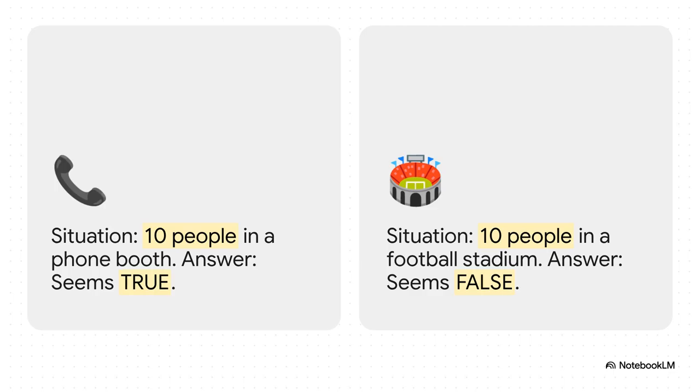And this slide, wow, it just shows this problem perfectly. Imagine you've got 10 people crammed into a tiny phone booth. If you say, many people are here, yeah, that feels absolutely true. But now take those same 10 people and scatter them across a massive football stadium. If you say the same words, suddenly it feels completely false. Same words, same number of people, but the context changes everything.